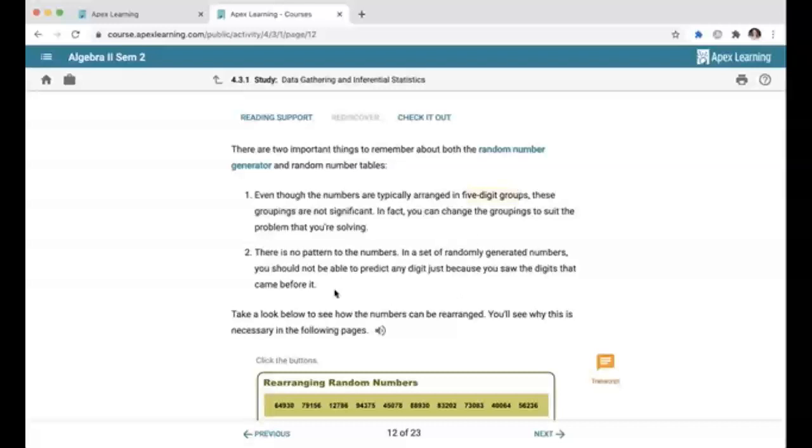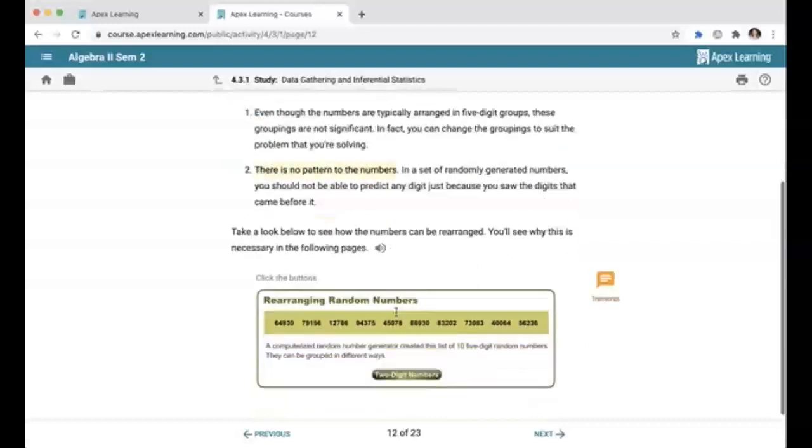And then there's no pattern to the numbers. That's another key important thing. In a set of randomly generated numbers, there should be no pattern. You shouldn't be able to predict the number that's coming next.